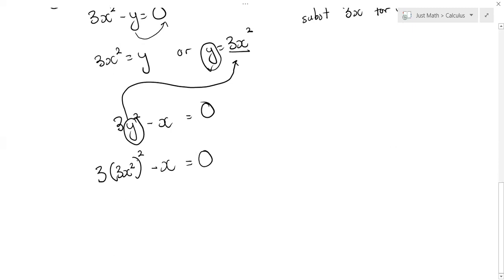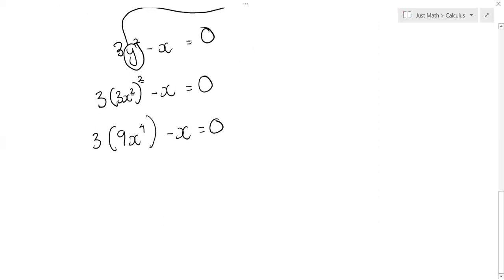So we'll have to open this bracket. This square outside will affect everything inside the bracket. So what's 3 squared? That's going to be 9. And what's x squared to the power of 2? We're going to multiply the powers. That'll be x to the power of 4, minus x equals 0. Stay with me. Now we can open this big bracket outside. So 3 times 9 will be 27. So we have 27x to the power of 4 minus x equals 0.